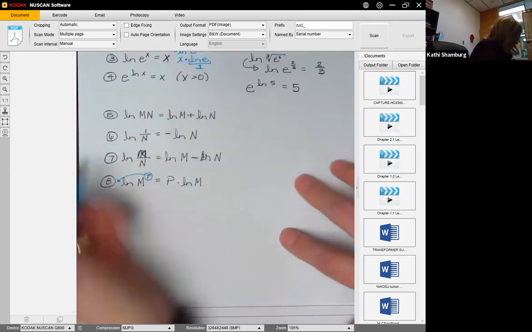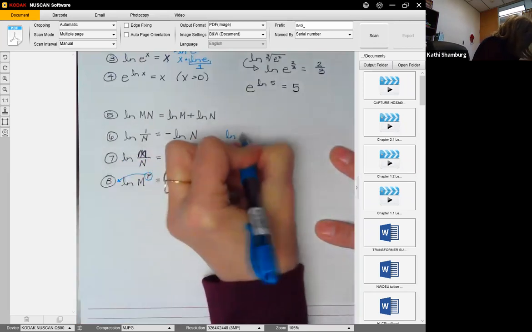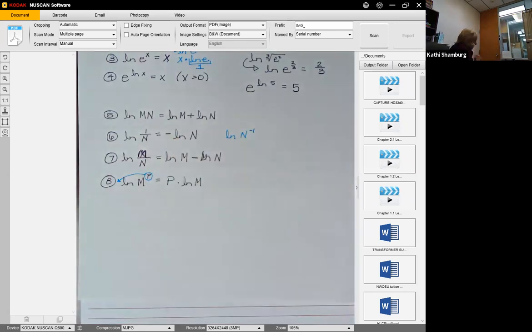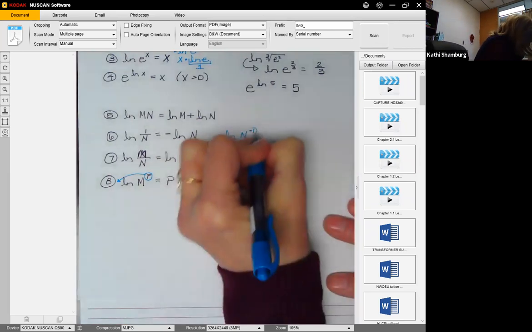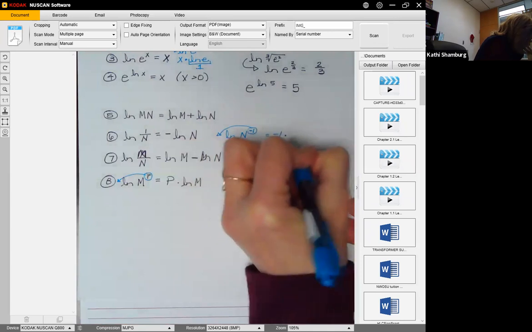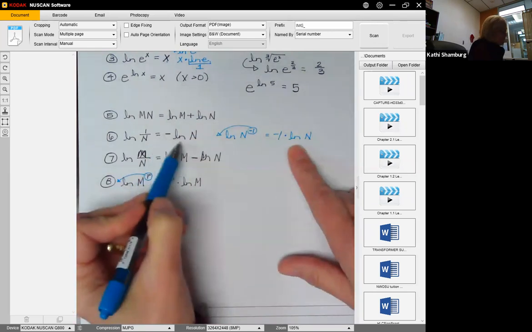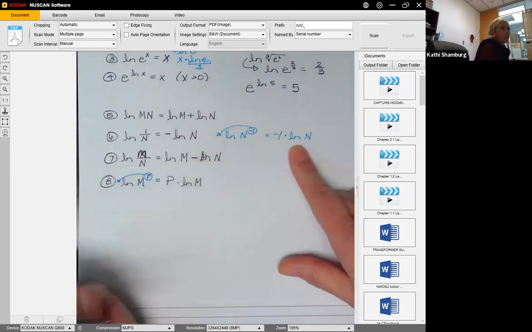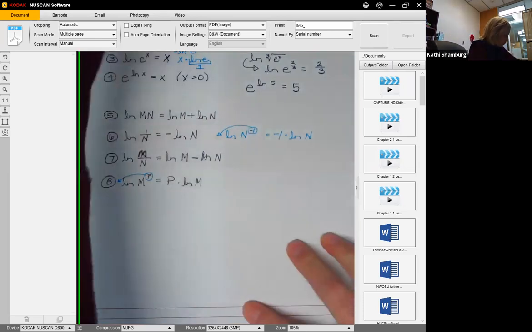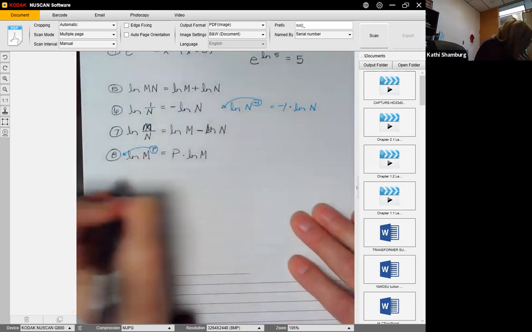So that's why this property is very similar to this. Also, you could take a look at this and rewrite it as the natural log of n raised to the negative 1. I can take this, move it out front, and we would have negative 1 times the natural log of n, which you wouldn't have to show the 1. So that's how that particular property also affects that one. Okay, let's look at some examples to apply these properties.